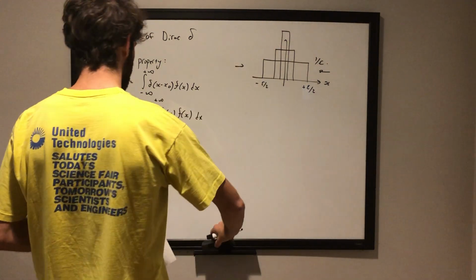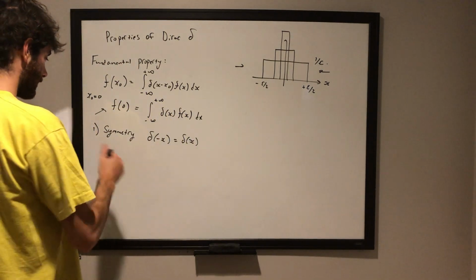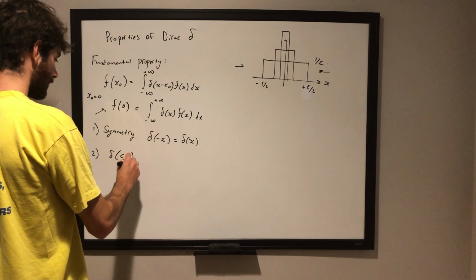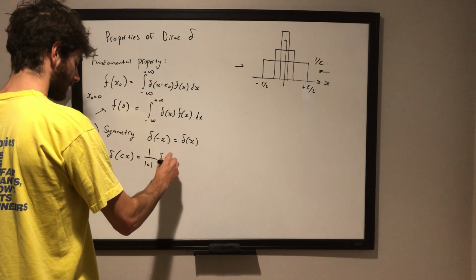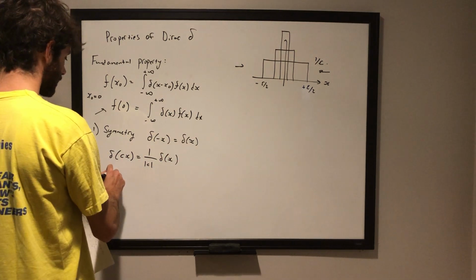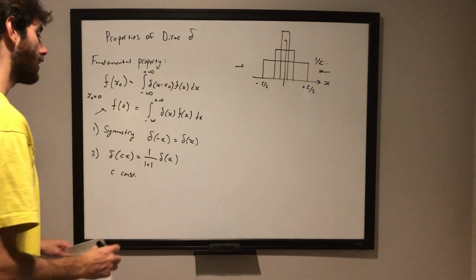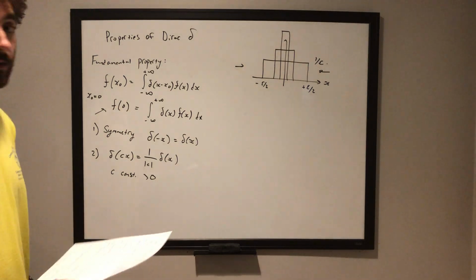Okay, the second property is a little more interesting, and it says that delta of cx is 1 over c delta of x. Okay, so here c is some constant. We'll take it to be real. We will also take it to be positive for sake of argument.